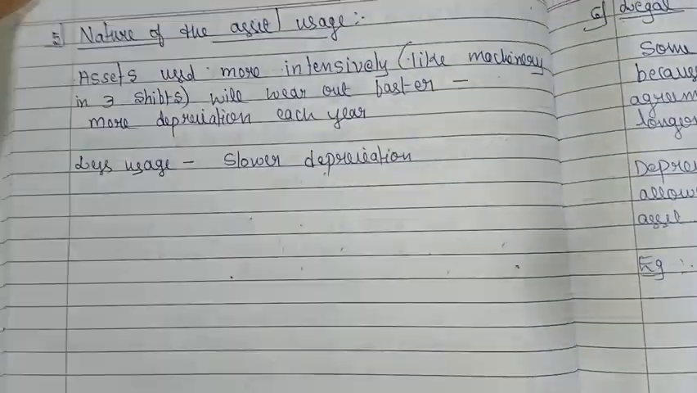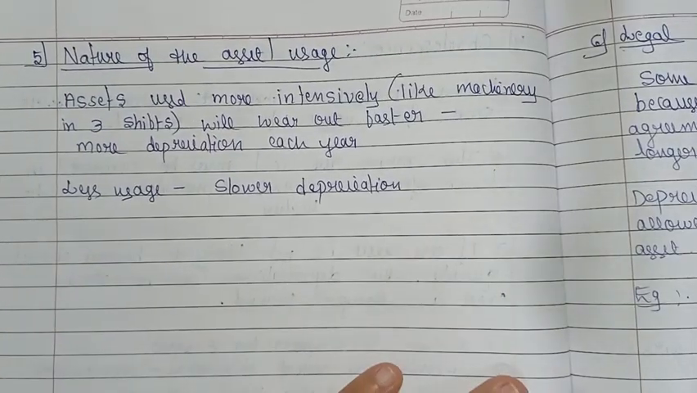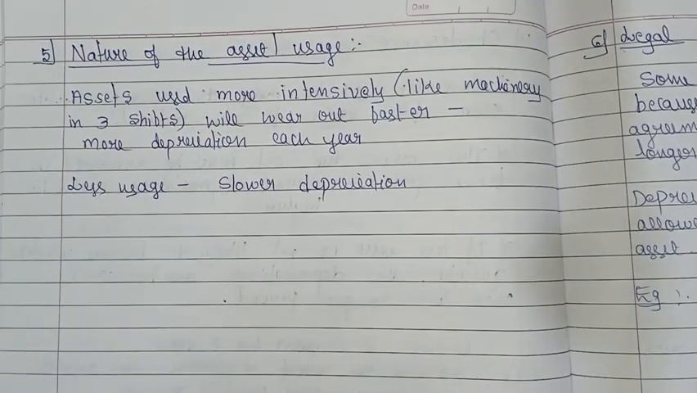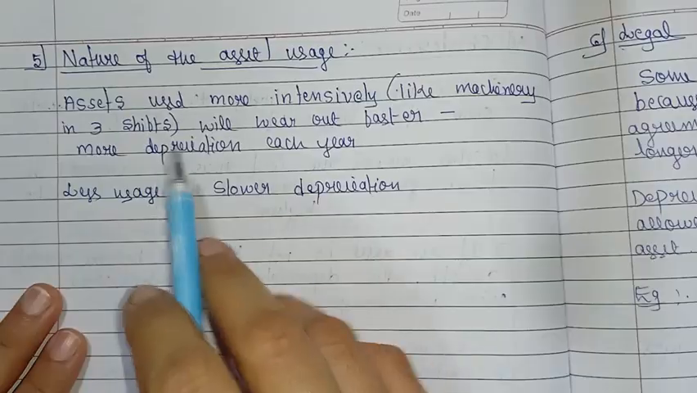Now the fifth one is the nature of the asset or usage. It means what here? Assets used more intensively, like machinery in 3 shifts.